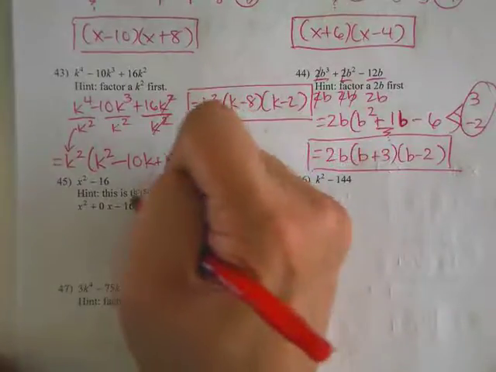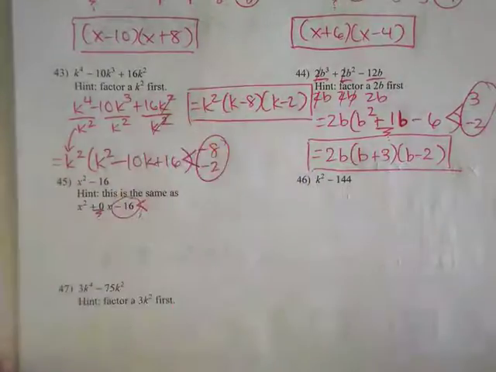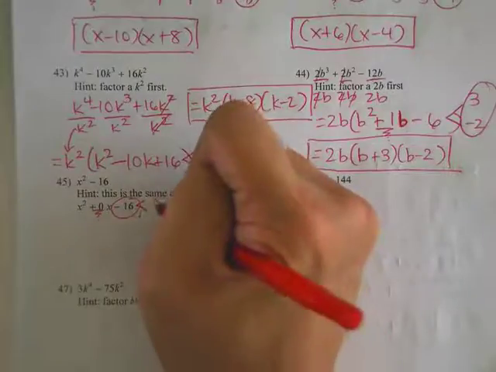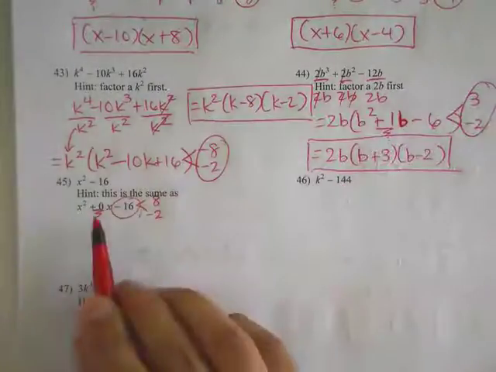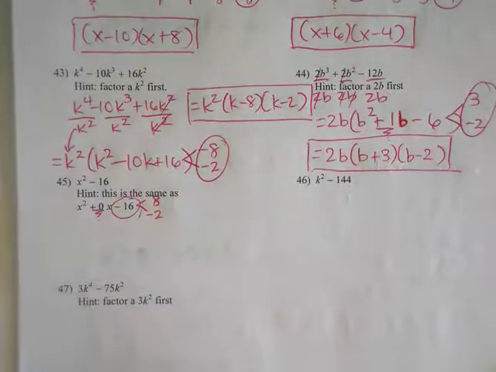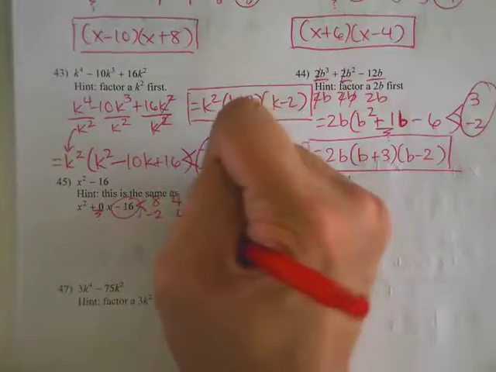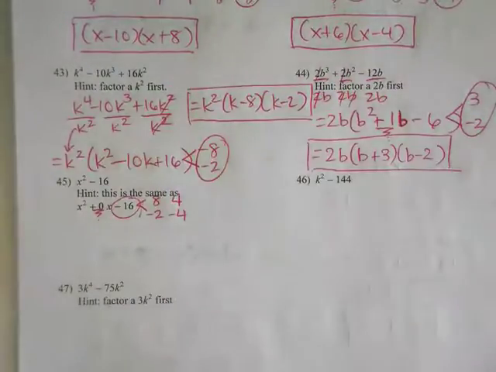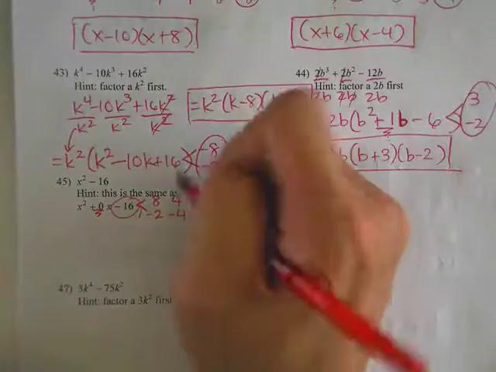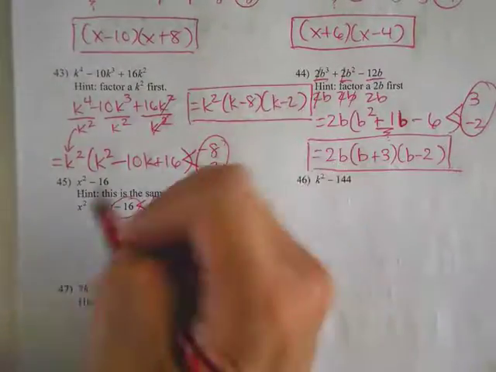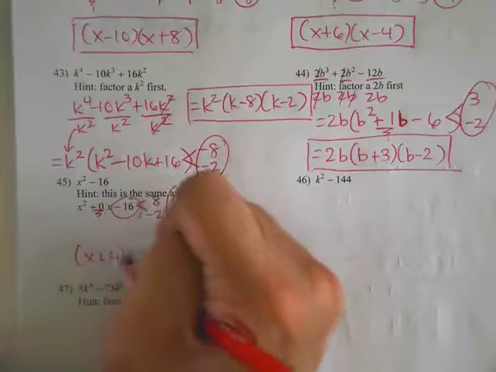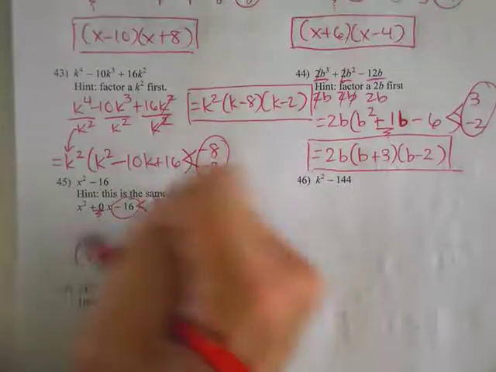What two numbers multiply to negative 16 but add up to 0? Some students like to try 8 and negative 2. They're not adding up to 0. I think this is where your squares come in. This is what I mean. 4 and negative 4, because 4 times 4, that's a square, is 16. Okay. Do they add up to 0? Yes. So it's going to be x plus 4, x minus 4.